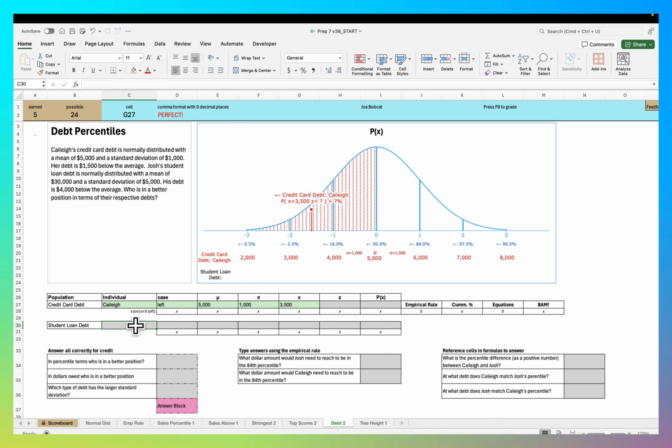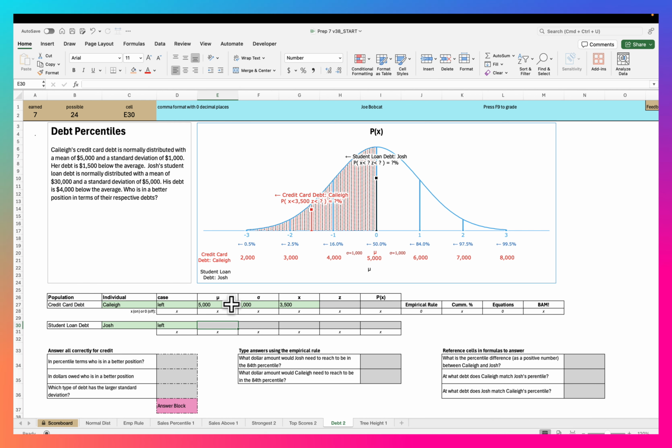Okay, Josh. Also looking left. Mean of 30,000. Standard deviation of 5,000. He's 4,000 below average, so he's at 26,000.